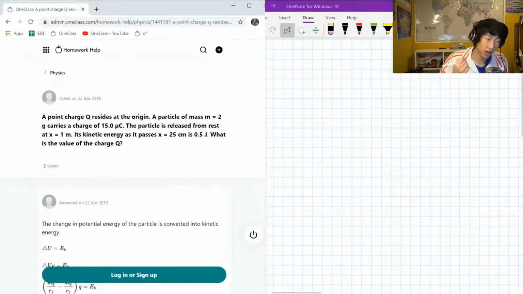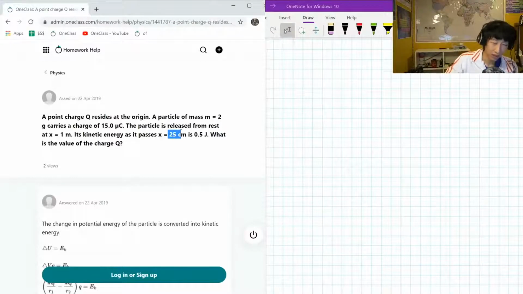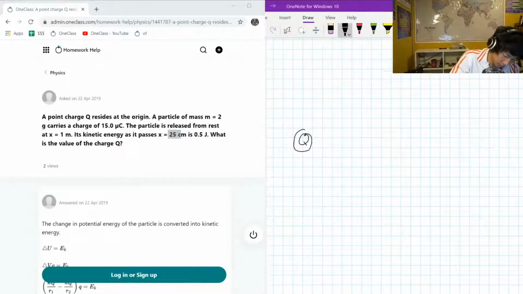Okay, so let's actually draw a diagram to represent the situation here. Keep in mind here it says 1 meter and 25 centimeters. That's a very important thing because otherwise we would have a very wrong answer. So keep that in mind. So let's draw the situation. We have our point charge Q, and this is at x equals 0.